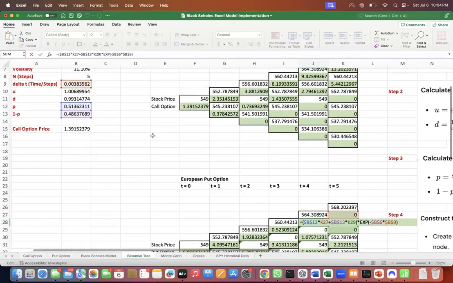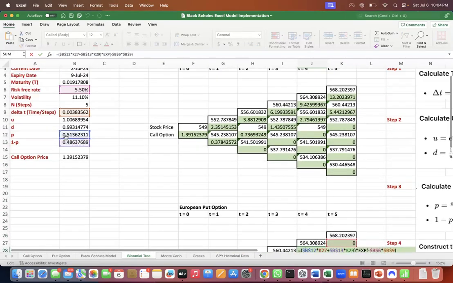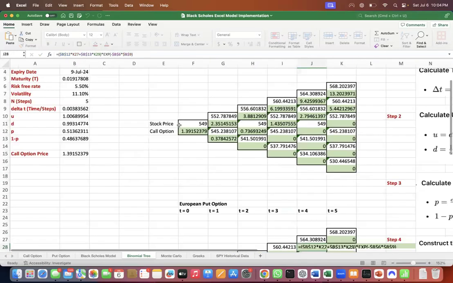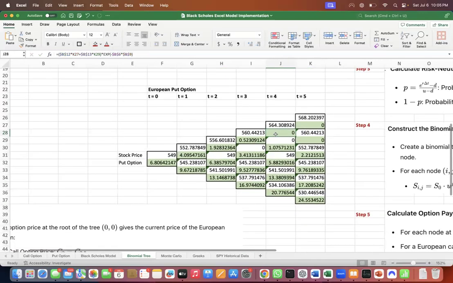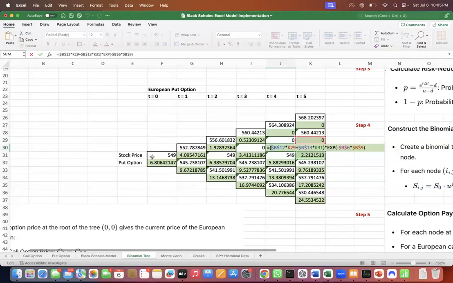So if you see here, B12, which is nothing but your P. So B12 is your P times the stock price at the up node. Again, K13 is your 1 minus P times the stock price at the down node, and this whole multiplied by e to the minus r delta t. So this is how you will find the price at previous nodes, and using the same formula, you'll find the value at each node.